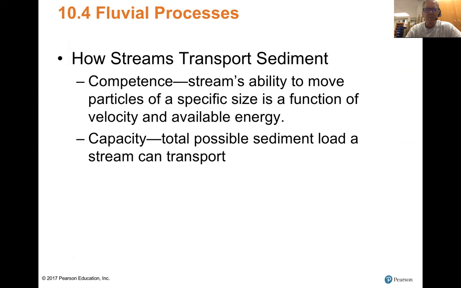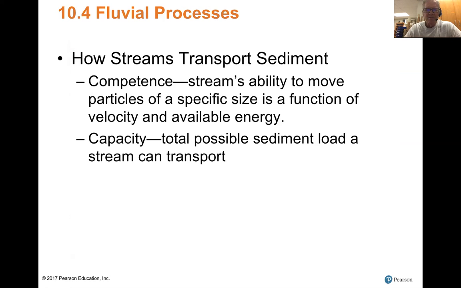Now, the other important thing that streams do is they transport sediment. Remember earlier we looked at both the Mississippi and the Amazon, and you could see, by the fact that they're what we perceive to be muddy, that's sediment within the water, and it's being transported.